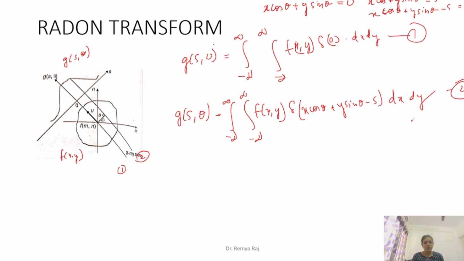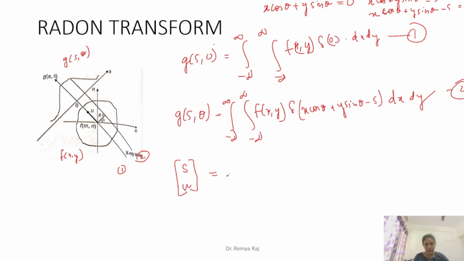I hope you understood how you are getting equation number 2. Now what we are going to do is a very important thing. We are going to convert this x and y into the new coordinates, not u and v, sorry, s and u. So s and u are the new projection coordinates, and we will see how we get them from the existing coordinates x and y.